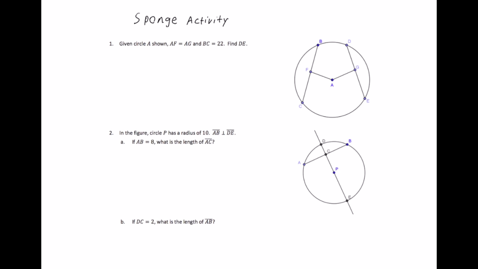Just to note, this AB is different than this AB. So just don't already go ahead and say this is automatically 8. They're different ABs. Saying if AB is this, then what is AC? And this is saying if DC is this, then what is AB?